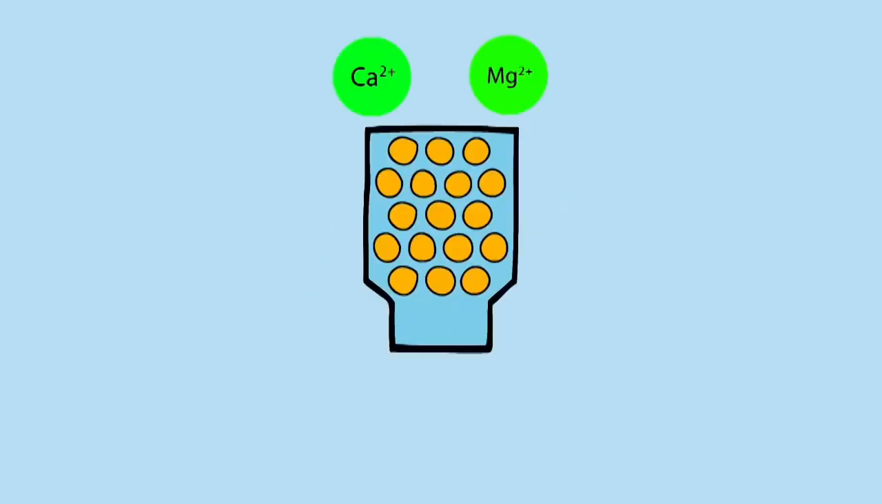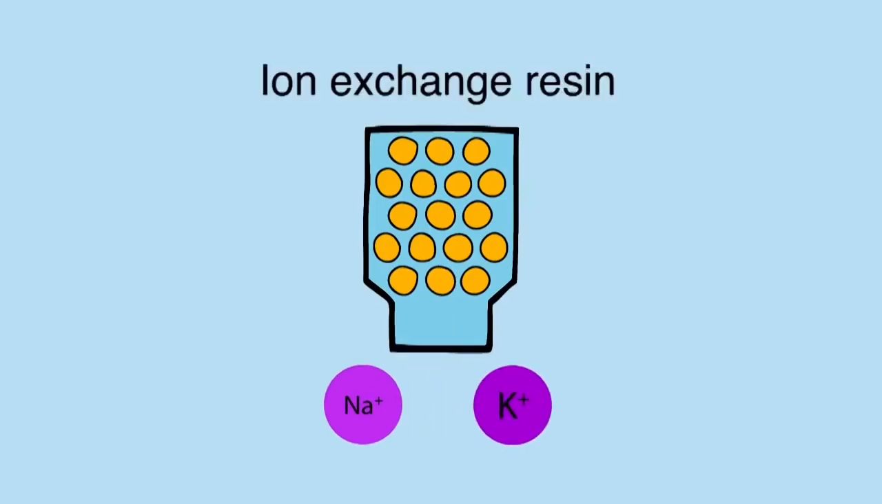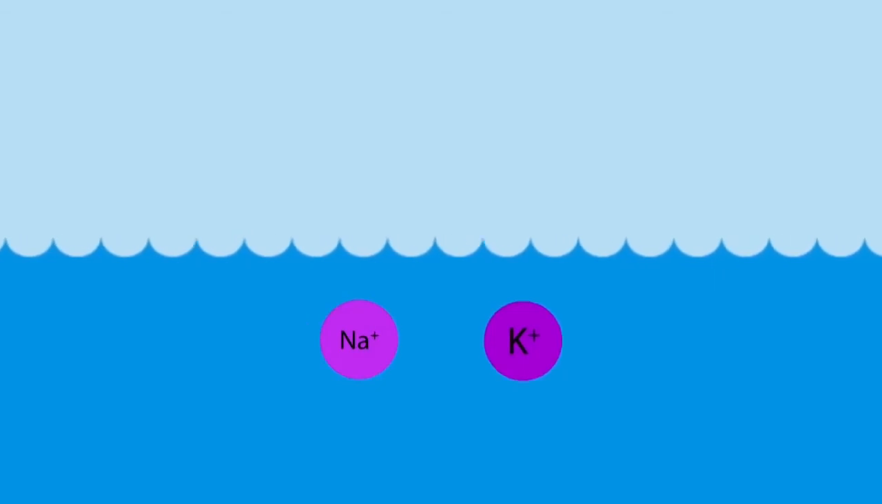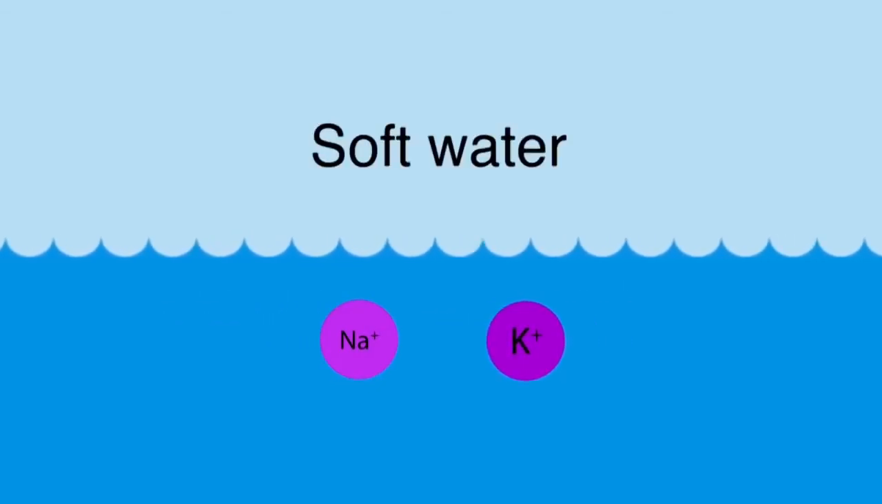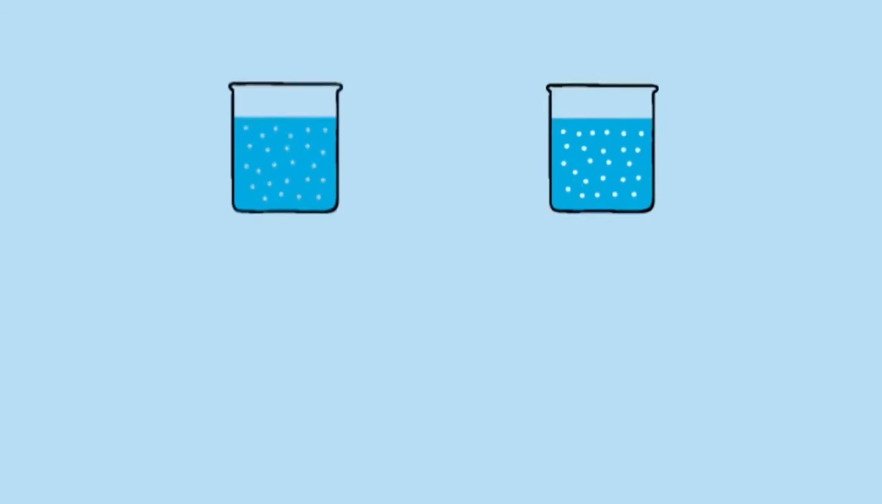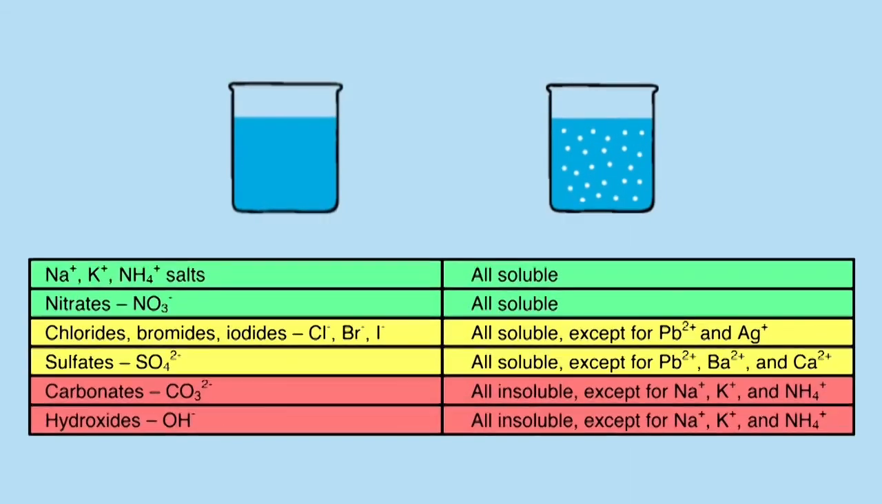Hard water is treated by exchanging the calcium and magnesium ions with sodium and potassium ions through an ion exchange resin. As all sodium and potassium salts are soluble in water, the hard water is now softened. To summarize, the solubility of a certain salt can be determined if we know the solubility rules.